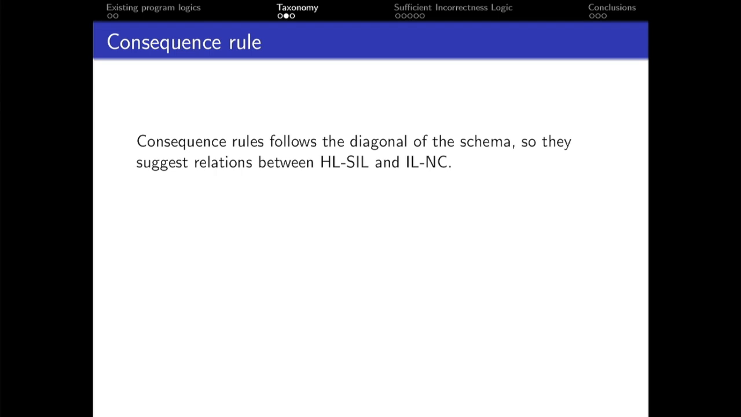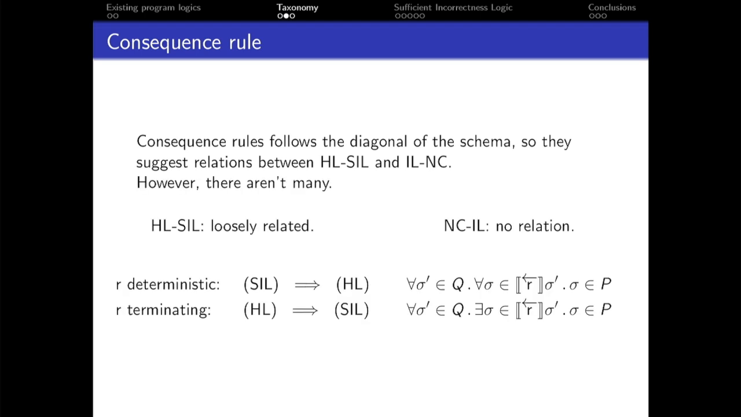Since they have the same consequence rule, we try to compare, for instance, our logic and sufficient incorrectness logic, because they seem related because of this. But it turns out that the consequence rule doesn't really tell us much about the similarities of the logics. So we have that our logic and the sufficient incorrectness logic are basically not related for a general program R. And we have some relation when R is deterministic.